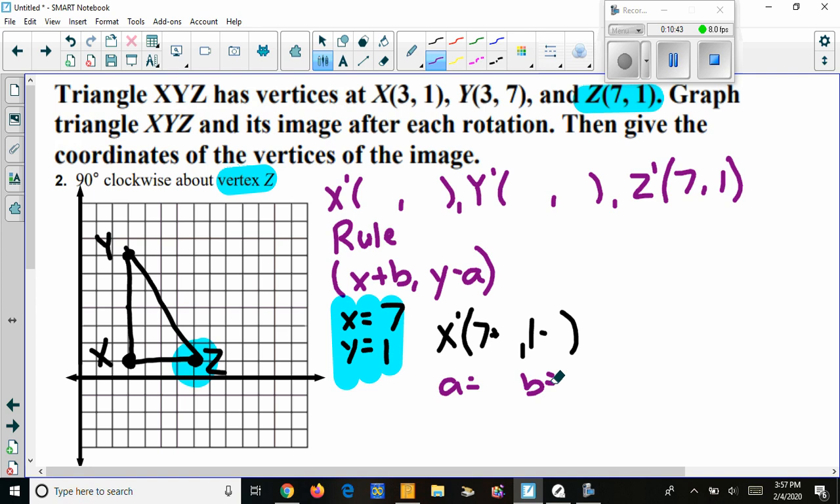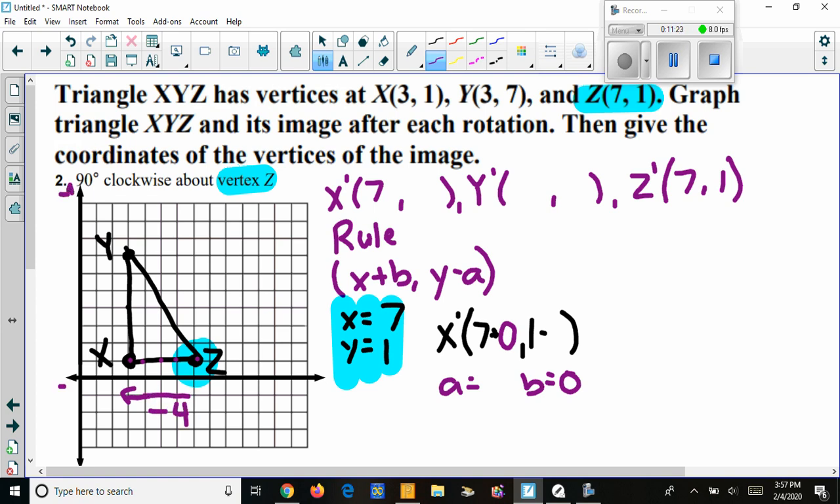Starting at Z, I have no vertical distance, so B is 0. 7 plus 0 is 7. And now I'm going to figure out, what about my new Y value? I need to know that A, that horizontal distance. Starting at Z, that's 1, 2, 3, 4. Now I counted to the left. When I count to the left, that is negative 4.